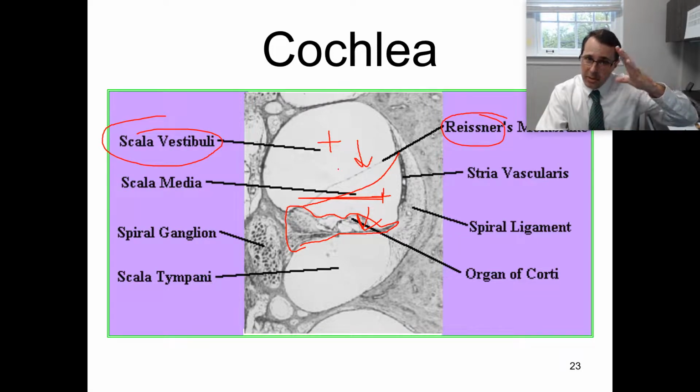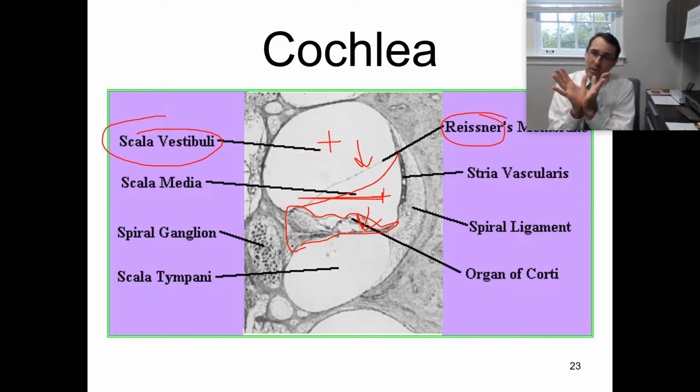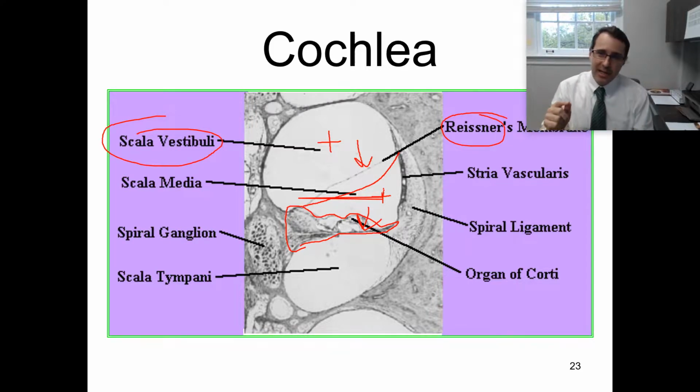So when you've pushed down on Reisner's membrane, that pushes down on the basilar membrane. And when you move the basilar membrane, you're moving the organ of Corti. And when you move the organ of Corti, you're moving the hair cells within the organ of Corti. And when the hair cells are moved, it generates an electrical impulse that then gets sent up to the brain. And your brain receives that and interprets that and processes that and allows you to understand that as hearing.